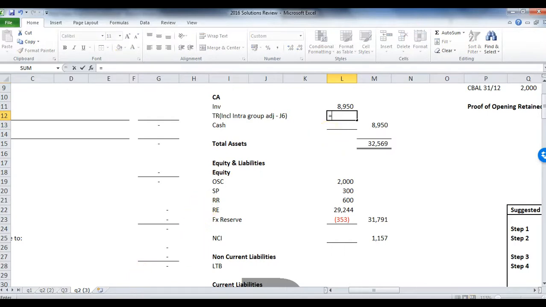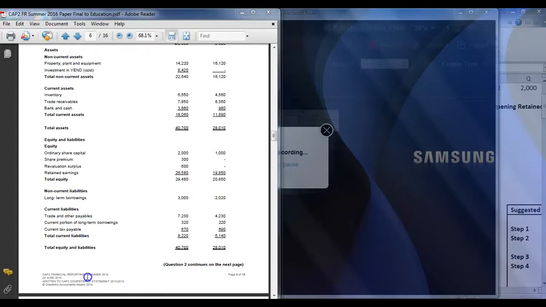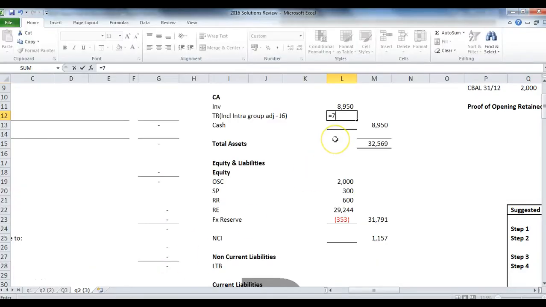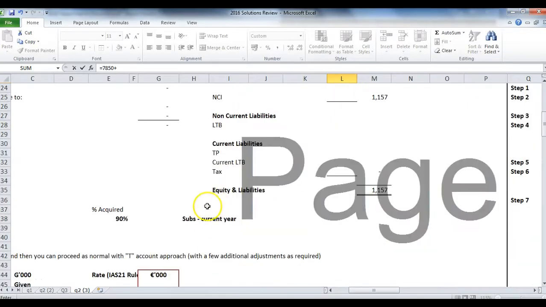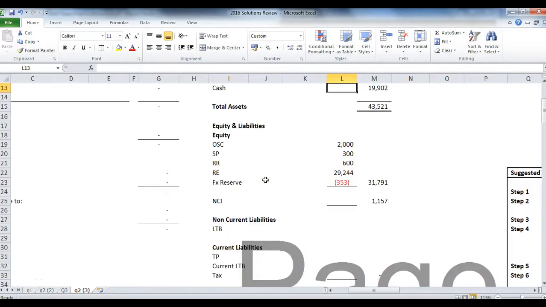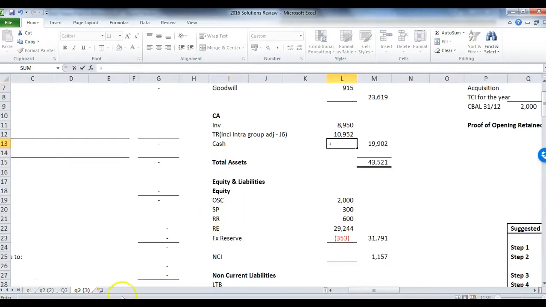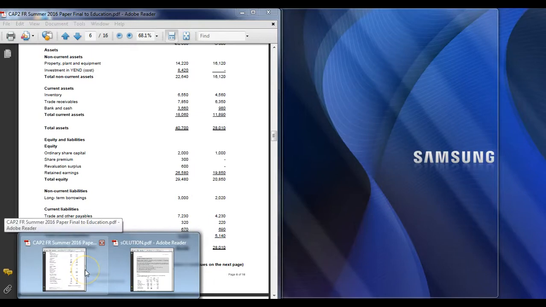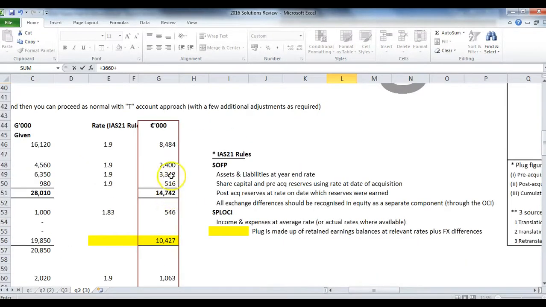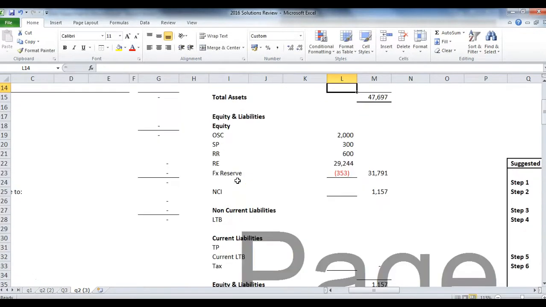So it's the parent. Sorry, this one. Parent is 7850 plus the subsidiary translated 3342 minus 240 for journal 6. And the cash is the same again, so this is fairly the same, 3660 plus the translated amount 516.